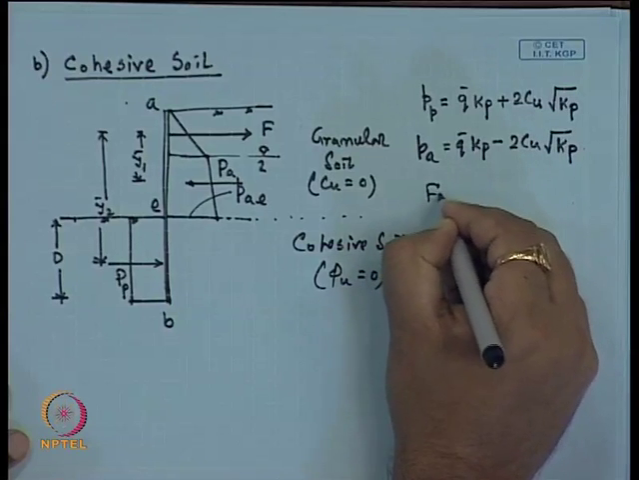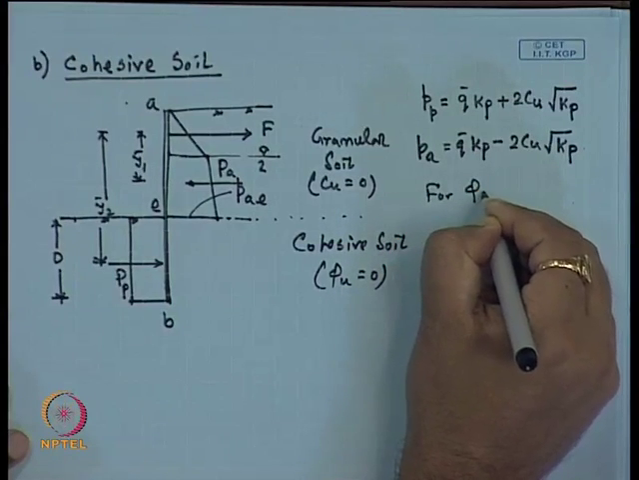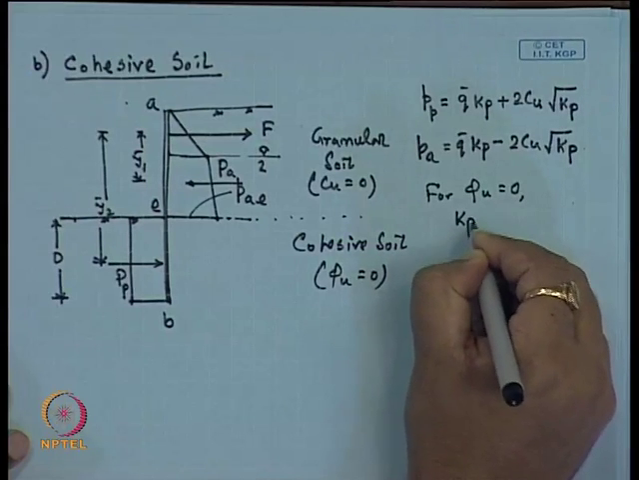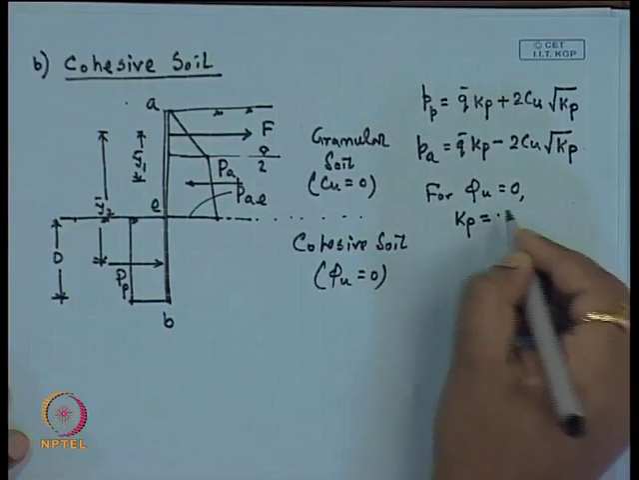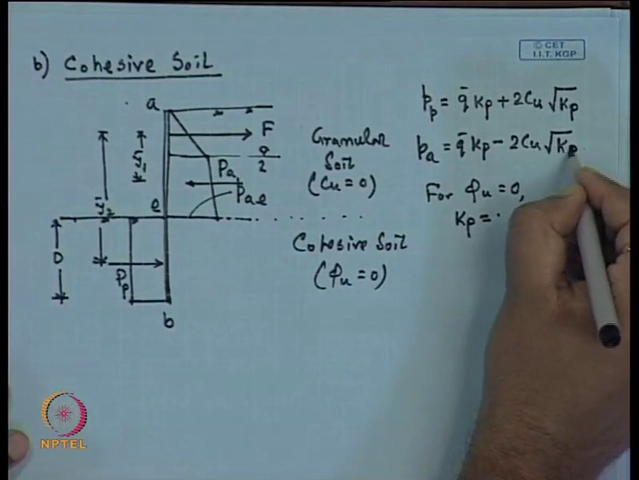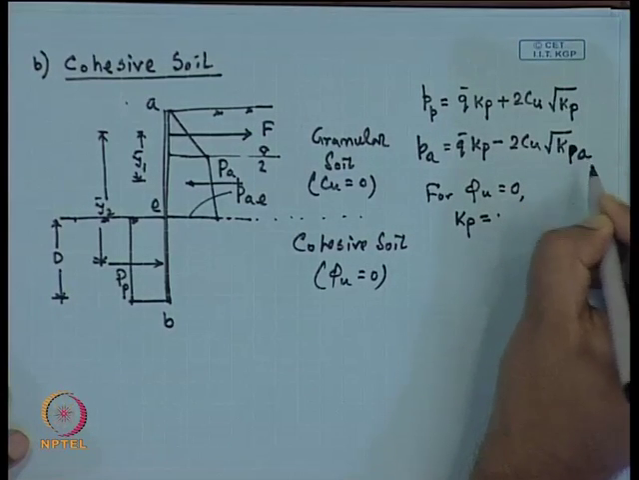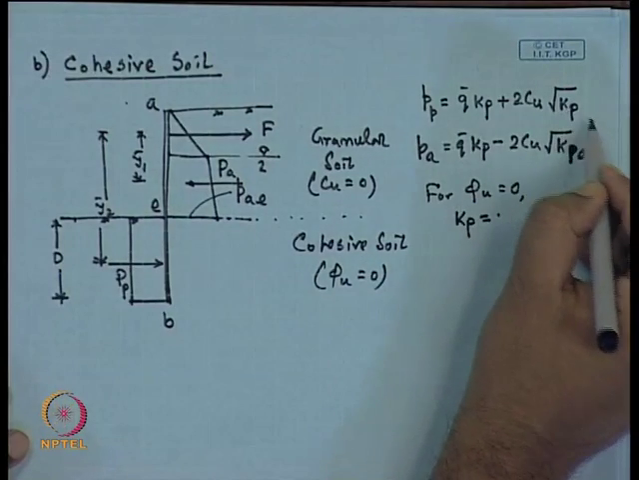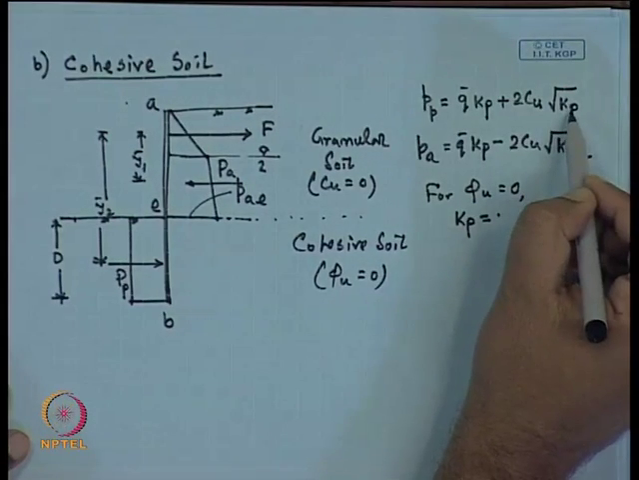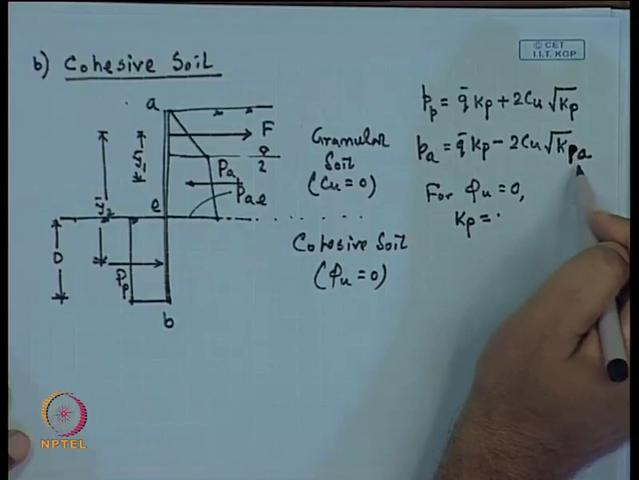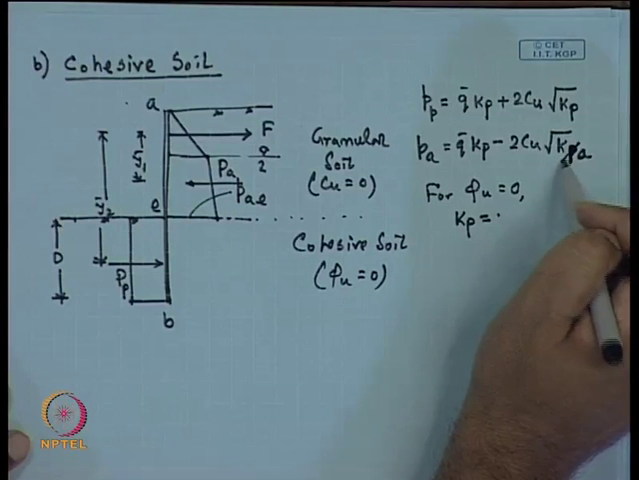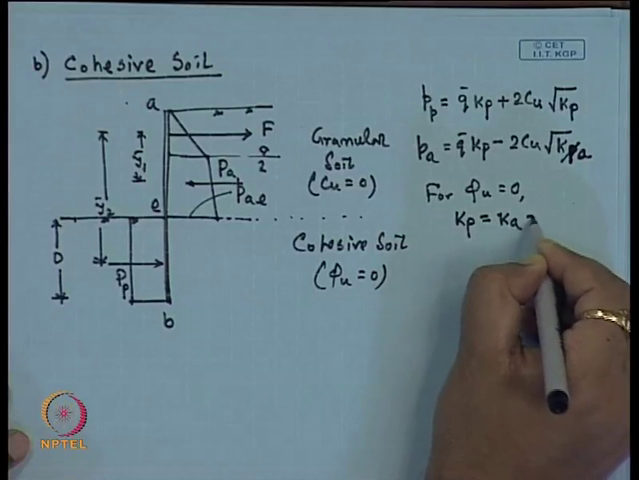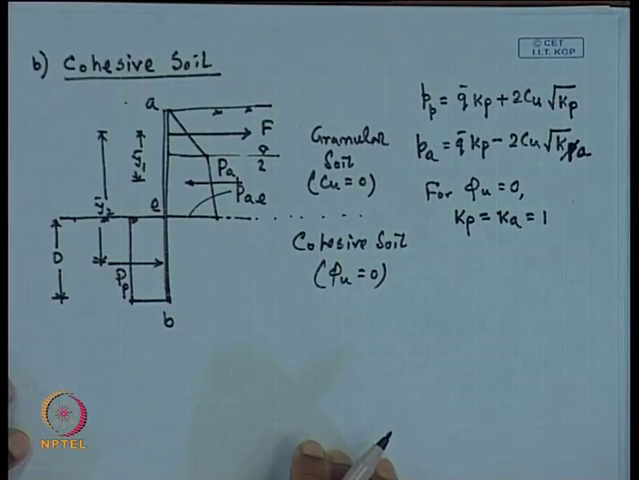Now, for phi u equal to 0, this Kp equal to Ka, sorry, here this one is Ka, active. So, Kp is the passive earth pressure coefficient and Ka is the active earth pressure coefficient. This is not the Kp, this is Ka. So, Kp minus Ka is equal to 1.